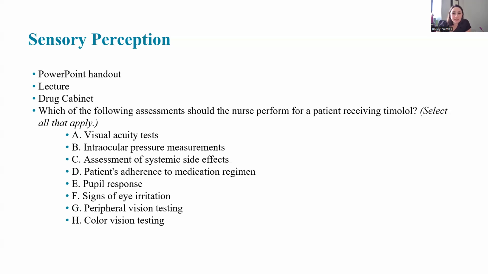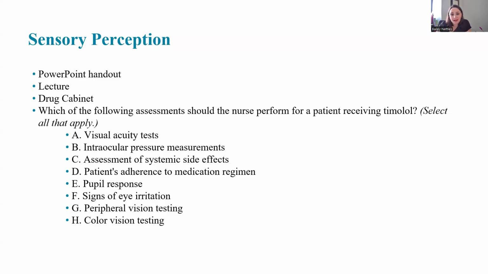Would you check their intraocular pressure? Yes. Would you assess for systemic side effects? Yes. This is a beta blocker. If it becomes systemic, we're going to have bradycardia, hypotension. Should you check to see if they're adhering to the regimen? I would, because we know that if they stop timolol abruptly, we can have issues. The pupil response, that doesn't happen. We don't have a pupil response with timolol.